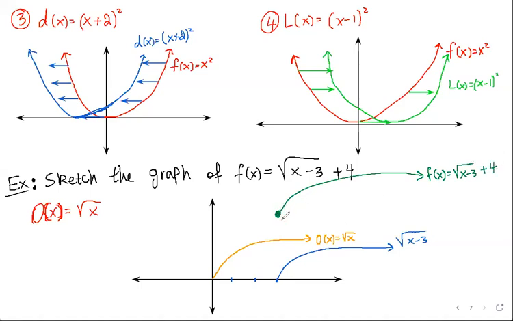This point here is 3, 4. This point here is 3 and 0. This point here is 0 and 0.